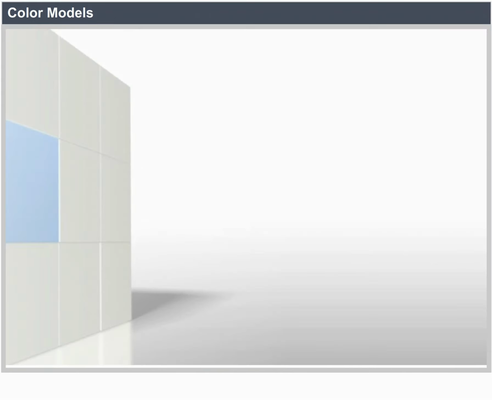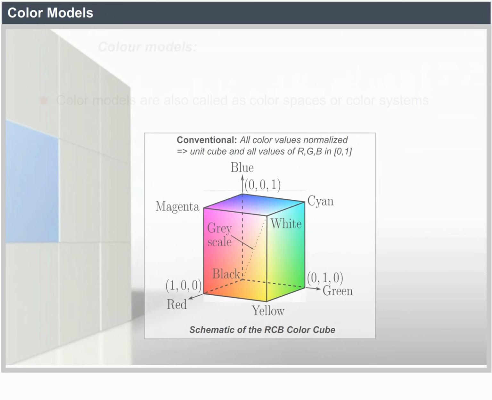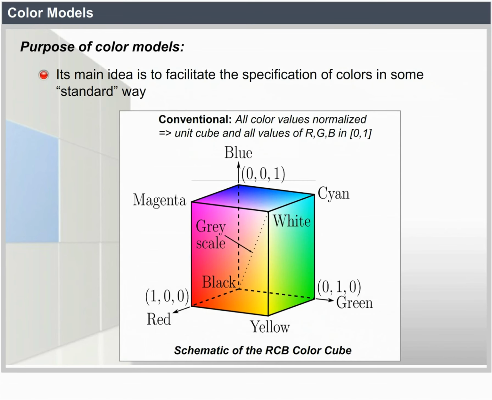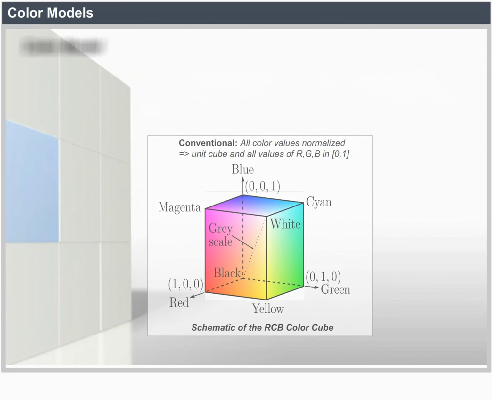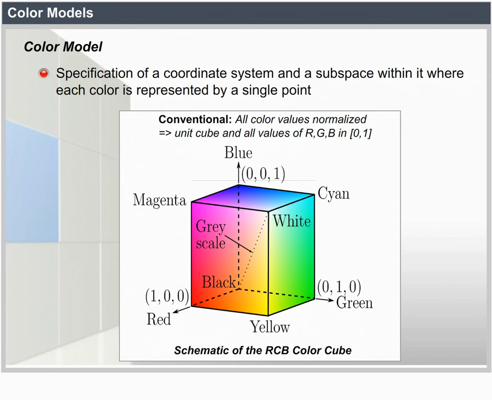Color models. Color models are also called color spaces or color systems. The purpose of color models is to facilitate the specification of colors in some standard way. A color model is a specification of a coordinate system and a subspace within it where each color is represented by a single point.